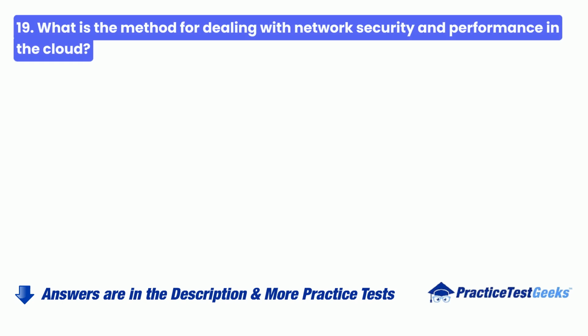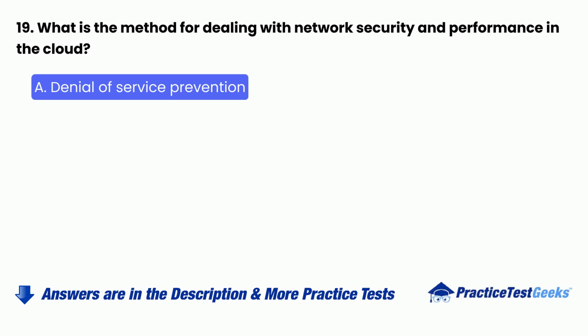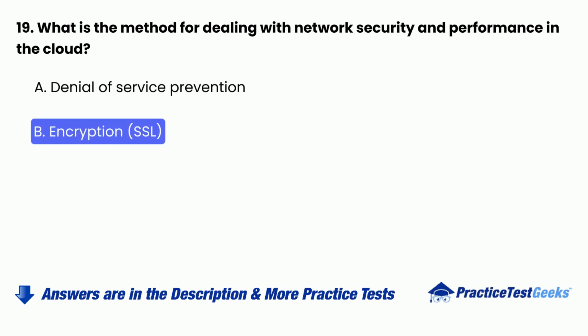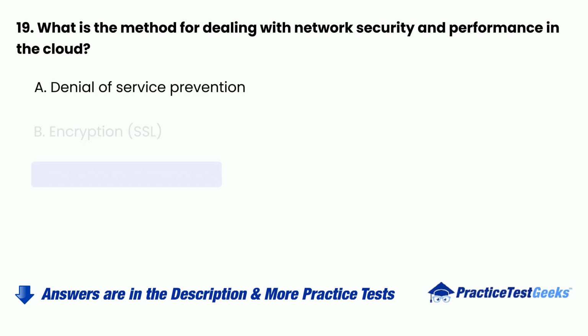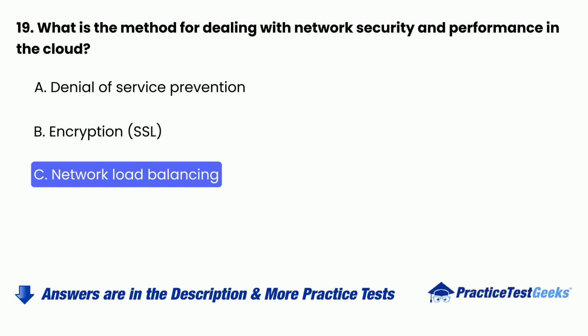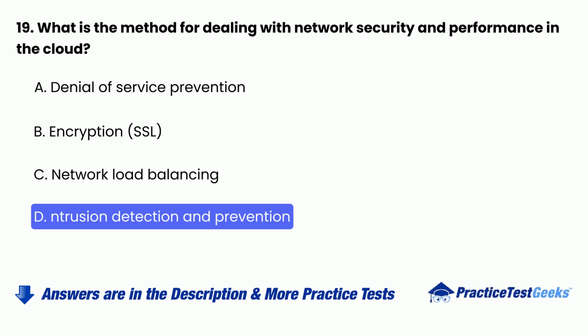19. What is the method for dealing with network security and performance in the cloud? A. Denial of service prevention. B. Encryption. C. Network load balancing. D. Intrusion detection and prevention.